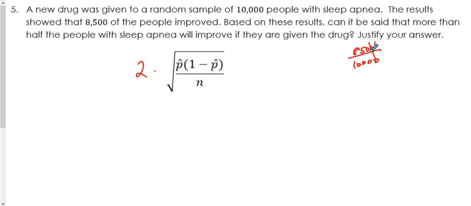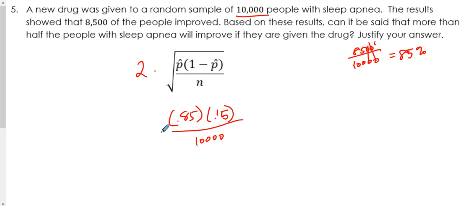We're going to knock off these two here. 85 out of 100, that's 85%. So this here is going to be 0.85, and we're going to multiply that times 1 minus 0.85, which I hope you guys know is 0.15. And then what's our sample size? Well, it's 10,000 people.